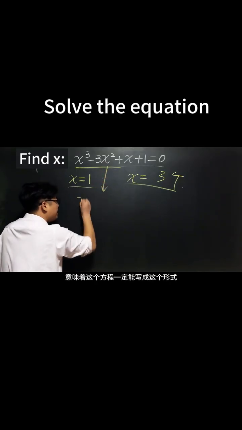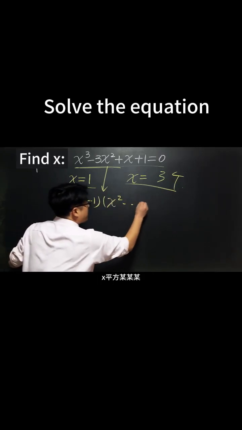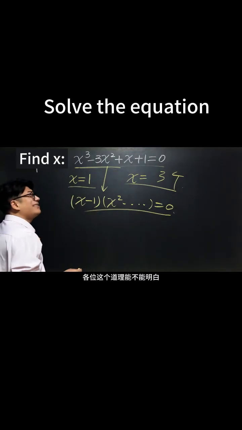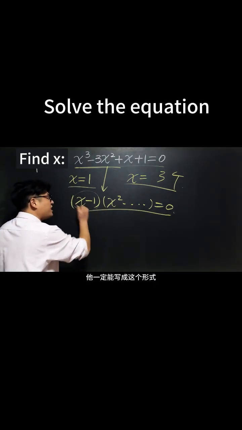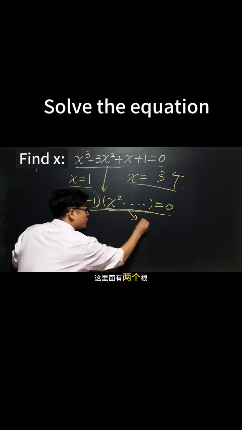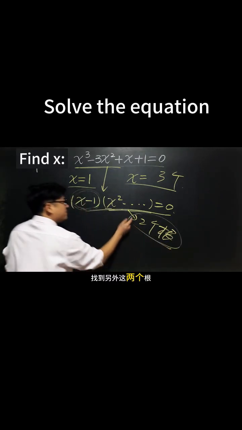This means that this equation can definitely be written in this form: x minus 1 times x squared plus something. Everyone, this principle is easy to understand. Since it has a root of 1, it can definitely be written in this form. This side is quadratic, and for a quadratic, there are 2 roots, right? Now, what are we looking for? We need to find the other 2 roots.